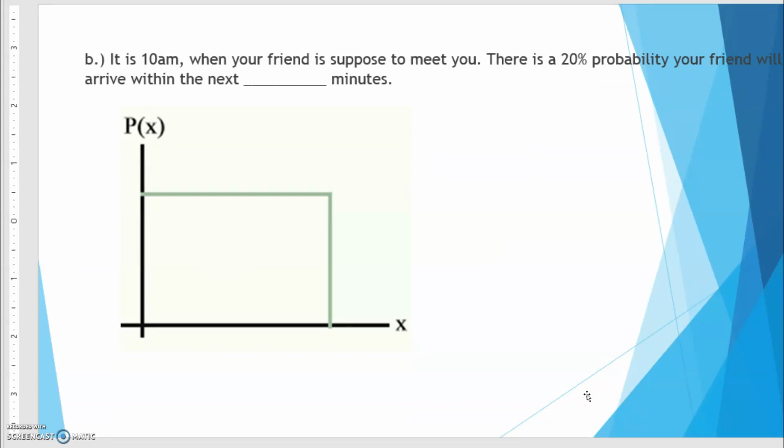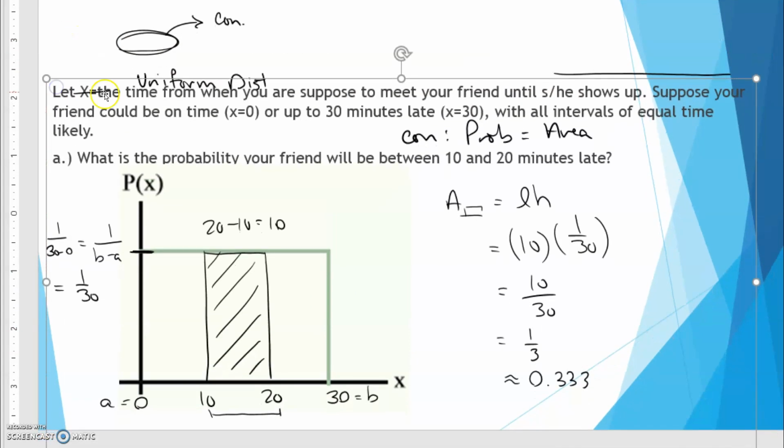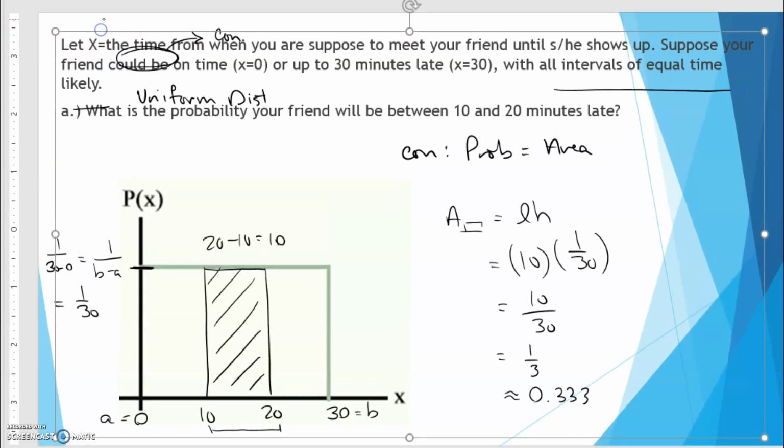Okay, part B. It is 10 a.m. when your friend is supposed to meet you. There's a 20% probability that your friend will arrive within the next blank minutes. Okay, so it is 10 a.m. when your friend is supposed to meet you. So this is still between 0 minutes late and 30 minutes late. This is part B from the information that they gave us right here.